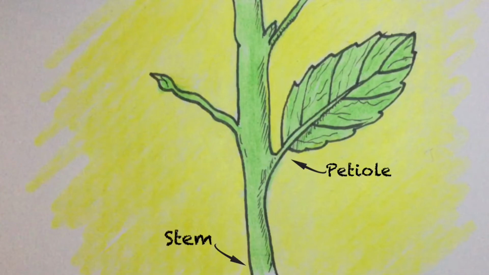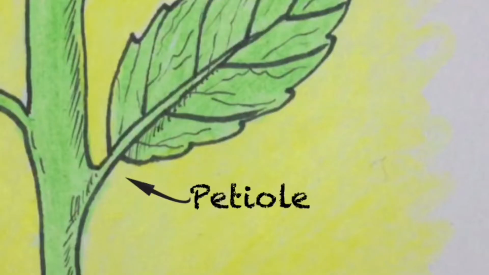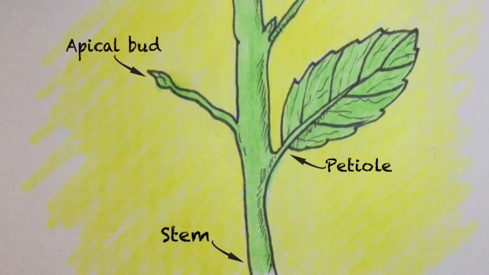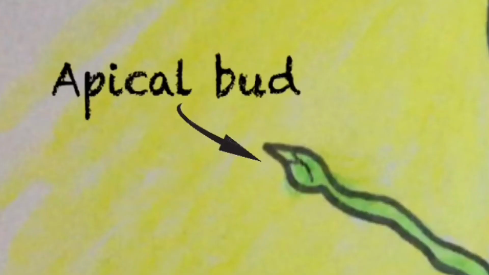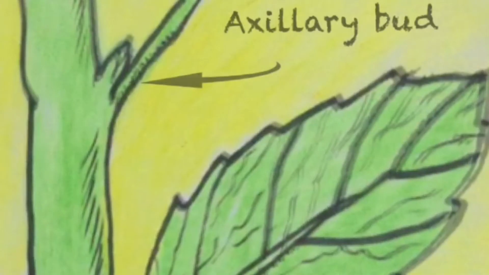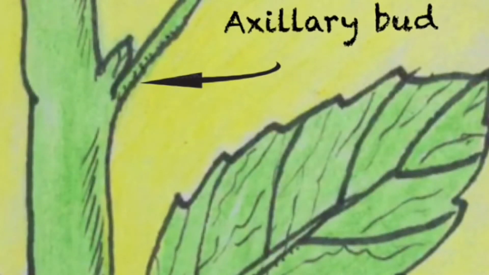Firstly, they have what's called the petiole. Now, the petiole is the stalk that connects the leaf to the stem. Next, we have the apical bud, and that can be found at the tips of the stalks. And finally, we have the axillary bud, which is located in forks or intersections upon the stem.